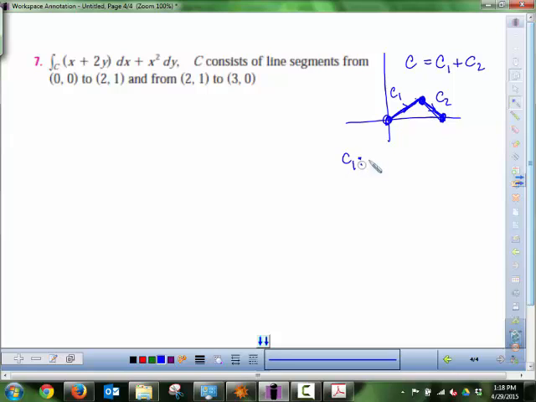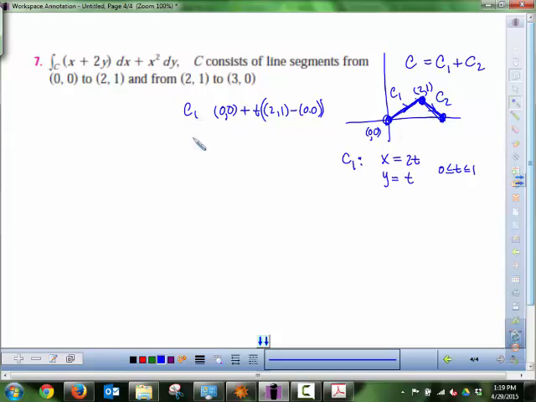So C1 is going to be from 0, 0 to 2, 1. So it looks like x is going to be, should we do this carefully? I was just going to do it and have you guys check my work. But all right, let's do it carefully. So from 0, 0 to 2, 1. So that means my starting point is 0, 0, plus my ending point is 2, 1. So this just simplifies to the x component is 0 plus 2t, and then the y is just 1 times t. Okay?